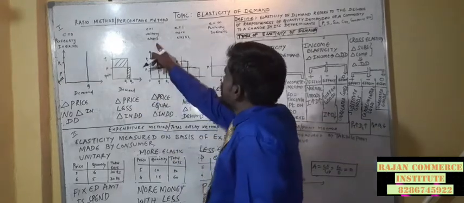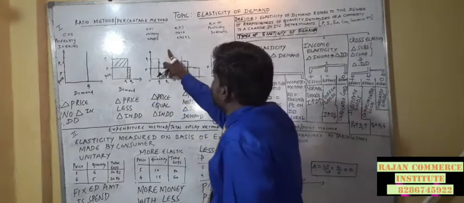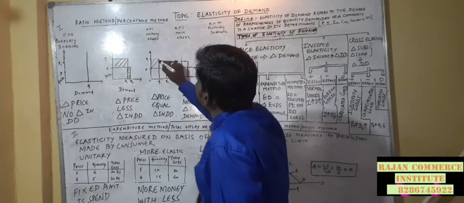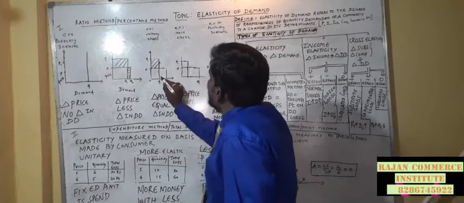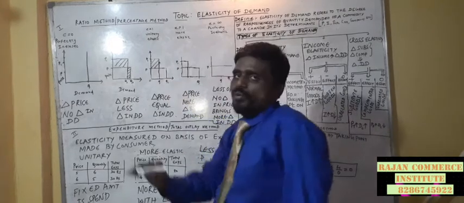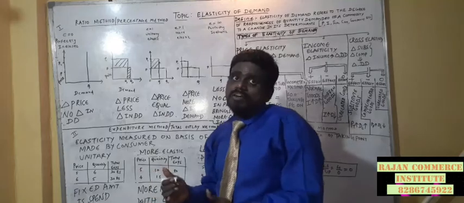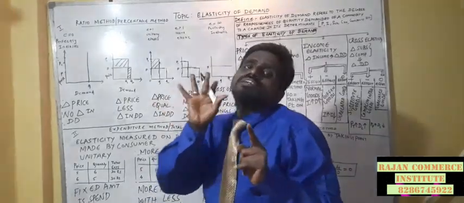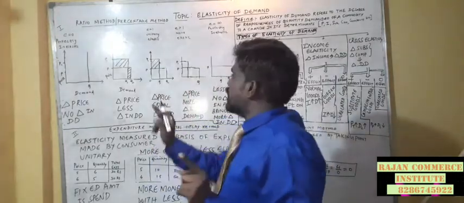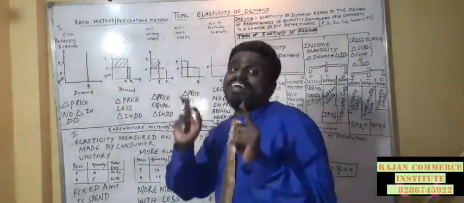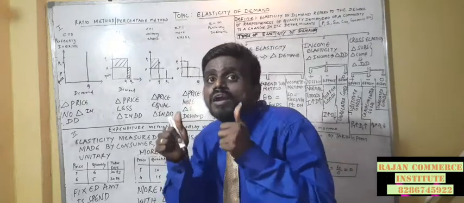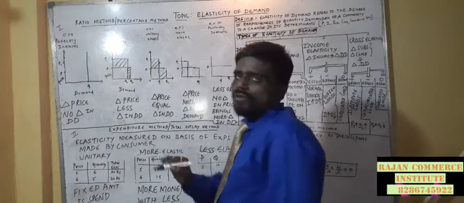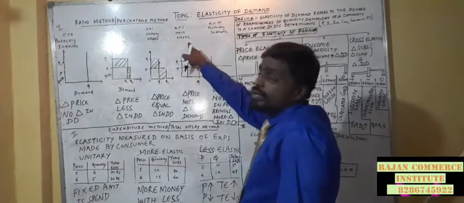Now come to unitary elastic. Unitary elastic means when price changes from P to P1, the same proportion of change you can see from Q to Q1. That's an equal effect. If price increases by 5%, demand also changes by the same 5%. That's why the elasticity of demand is equal. You can see the area is equal.